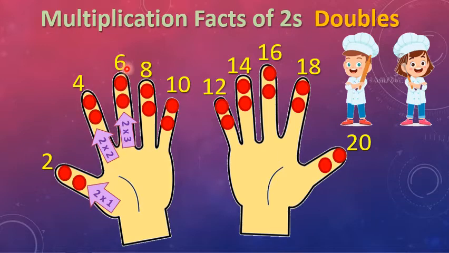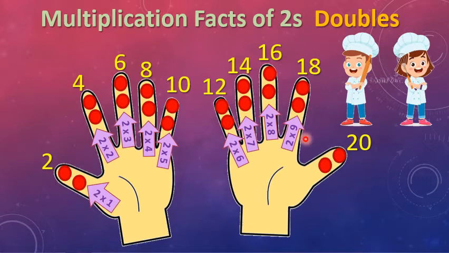4, 2 by 3 equals 6, 2 by 4 equals 8, 2 by 5 equals 10, 2 by 6 equals 12, 2 by 7 equals 14, 2 by 8 equals 16, 2 by 9 equals 18, 2 by 10 equals 20. Just in your fingers, and divide each finger in 2 parts only.